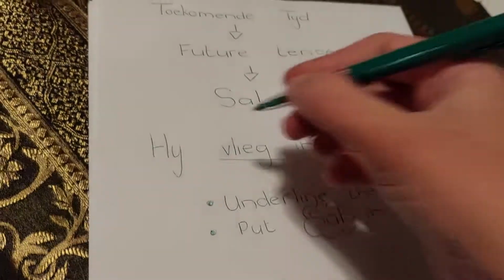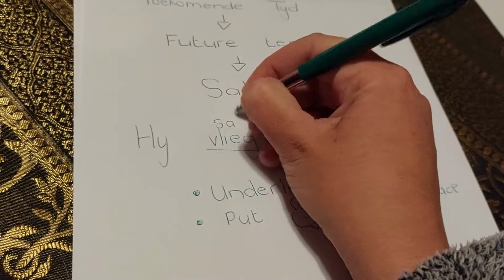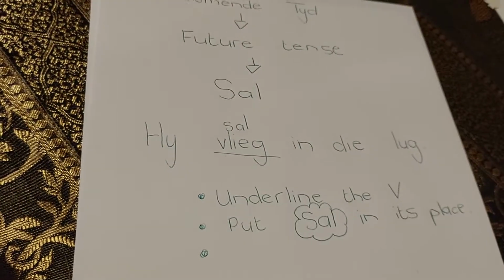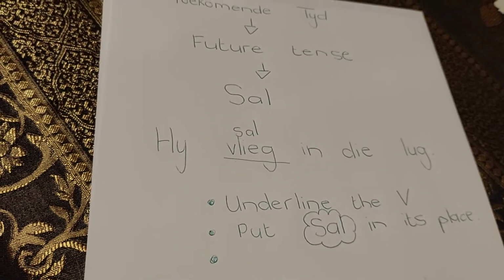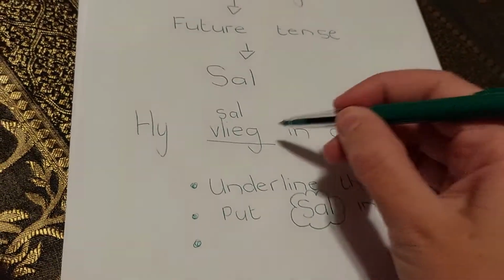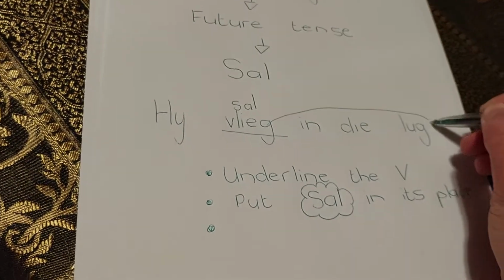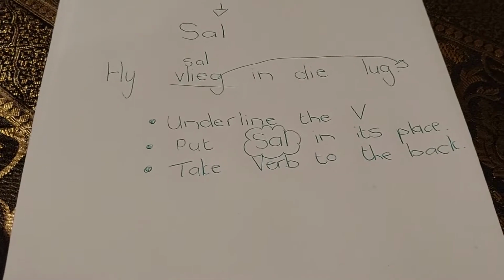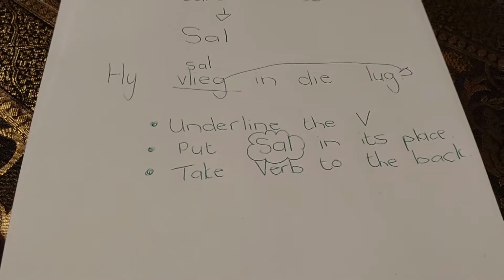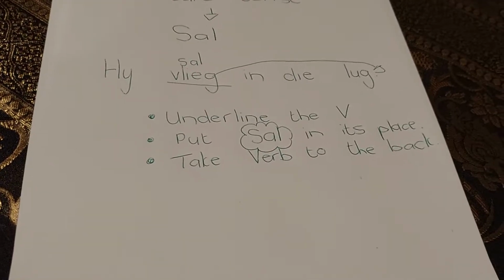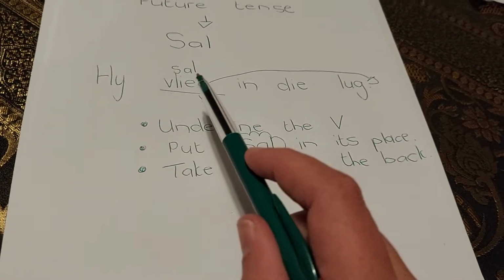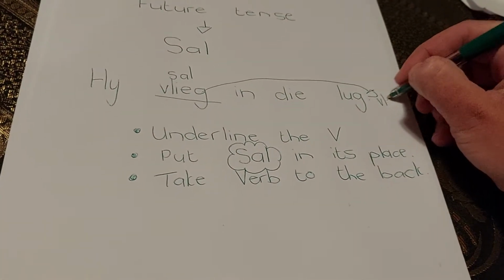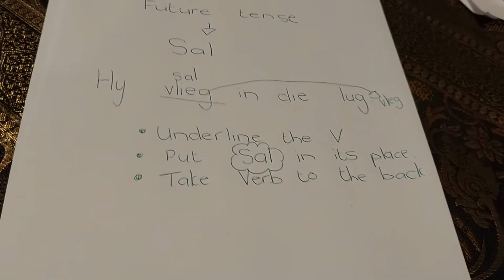Step 2, put sal in its place. So just above your verb, you add sal. Step 3, take your verb to the back. Now that we've taken the verb to the back, the last step is to rewrite the sentence. So what will your sentence be? Hy sal in die lug vlieg. Because we've moved our verb to the back of the sentence.